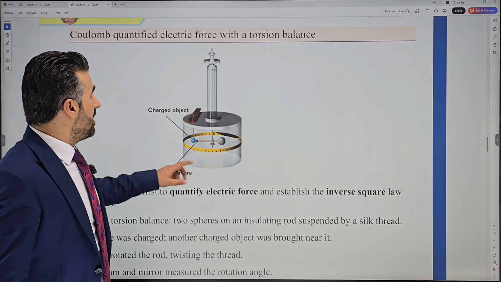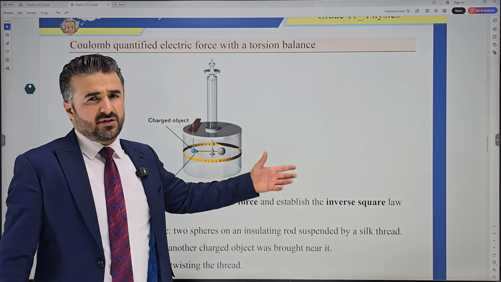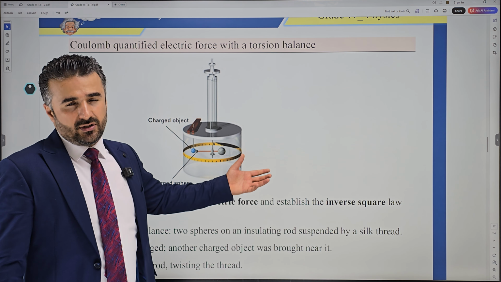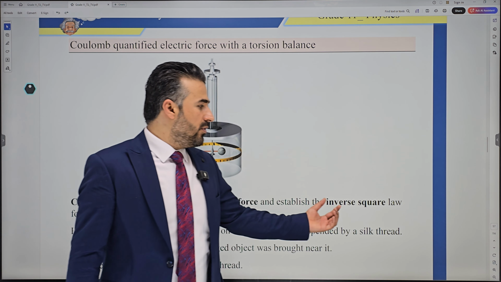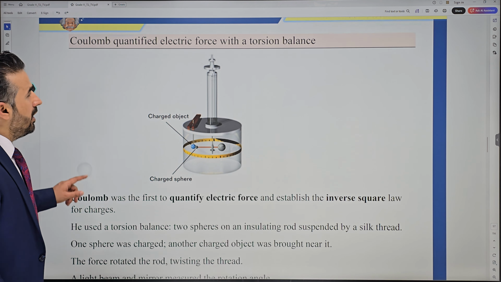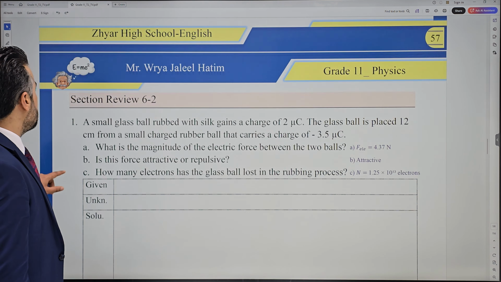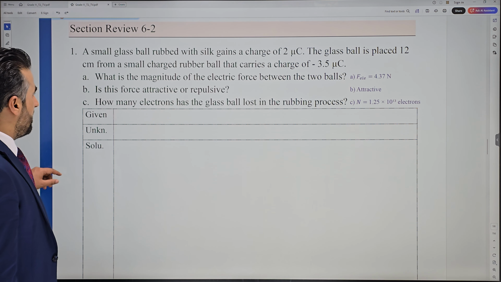Coulomb was the first person to quantify electrical force, and he was also the one who came up with the inverse square law. What did he use? He used the torsion balance. Now the next thing that we have is the section review.